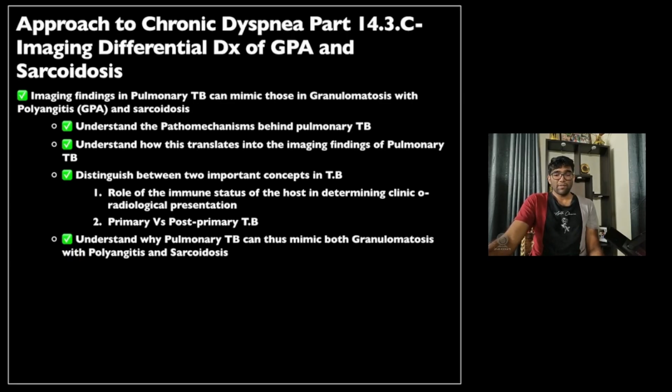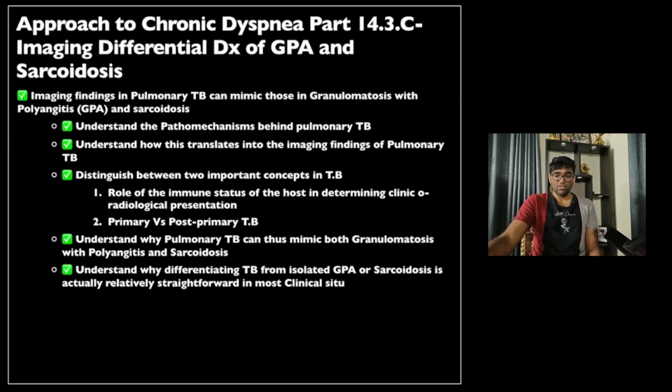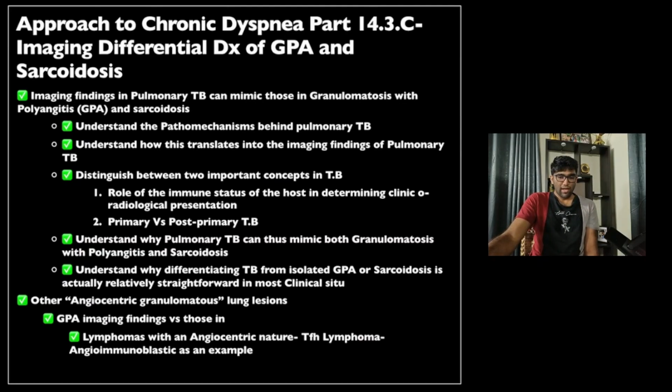We've understood why pulmonary TB can thus mimic both granulomatosis polyangiitis and sarcoidosis. We've understood why differentiating TB from GPA and sarcoidosis can actually become quite trivial as long as one knows what one is looking for. And we've also talked about other angiocentric granulomatous lung lesions and compared them to GPA, that is lymphomas with an angiocentric nature. We use TFH lymphoma angioimmunoblastic as an example, and we've talked about the imaging findings in lymphomatoid granulomatosis.